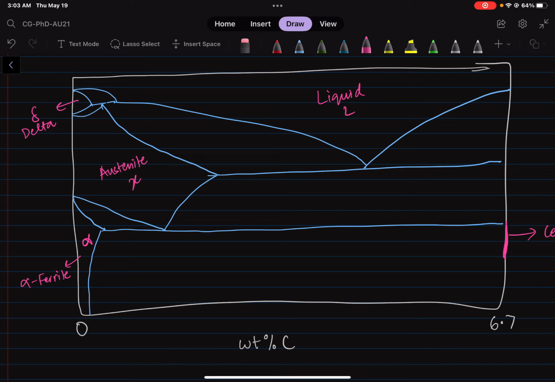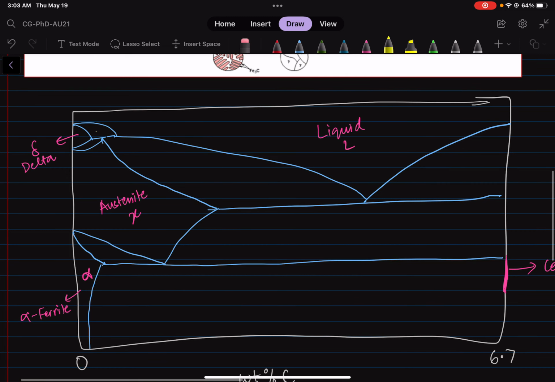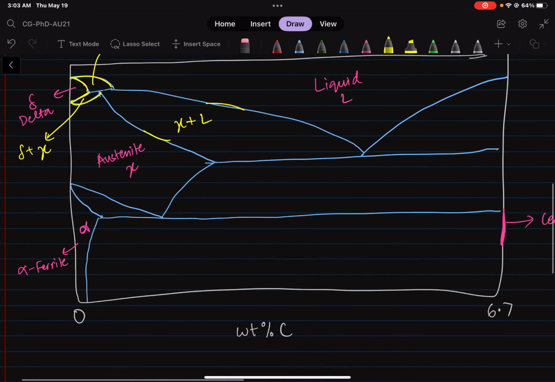Now let's label the individual regions and what they constitute. So this region over here will be liquid plus delta. It is surrounded by delta on one side and liquid on the other. This region will be delta plus gamma, surrounded by delta on one side and gamma on the other. This region will be gamma plus liquid, again surrounded by liquid on the right, gamma on the left. This region will be alpha plus gamma, surrounded by alpha on the left, gamma on the right.